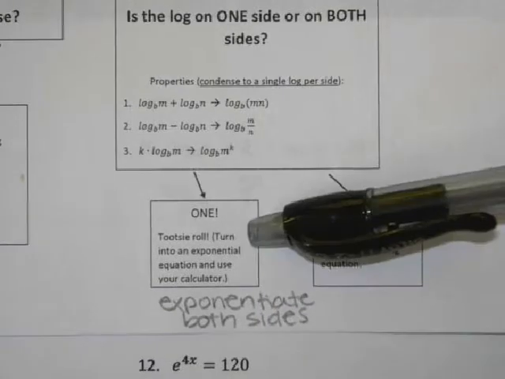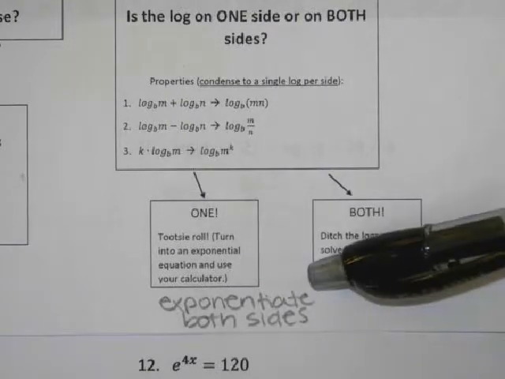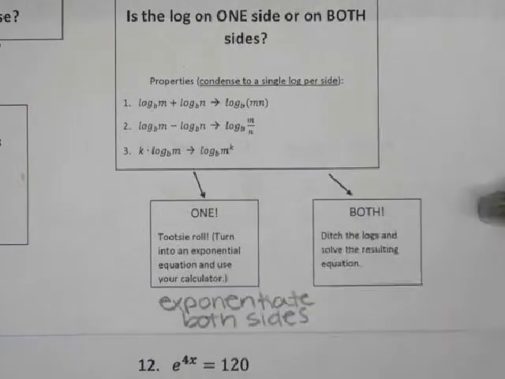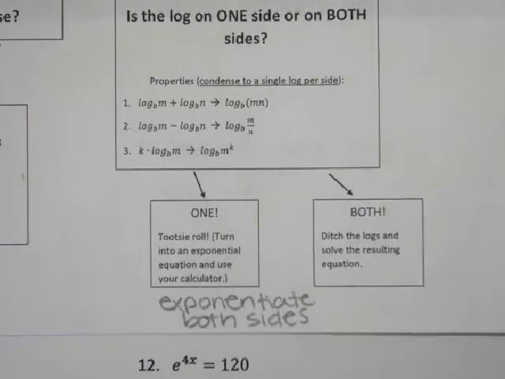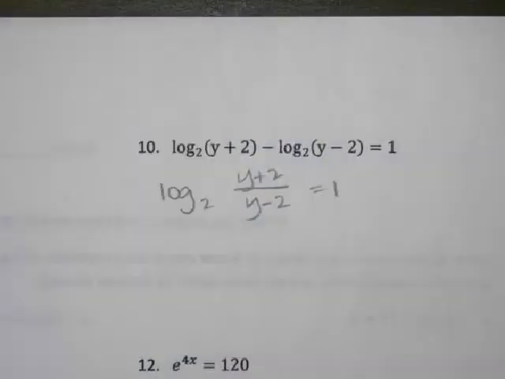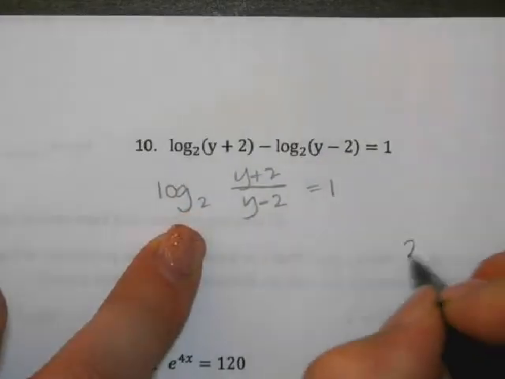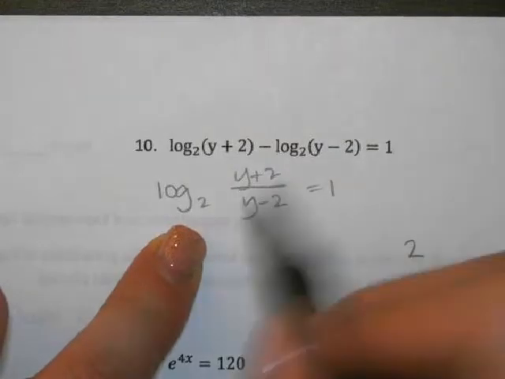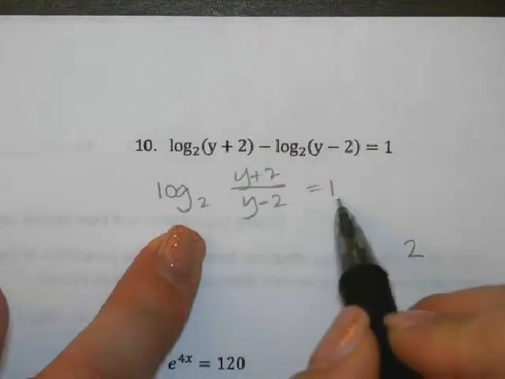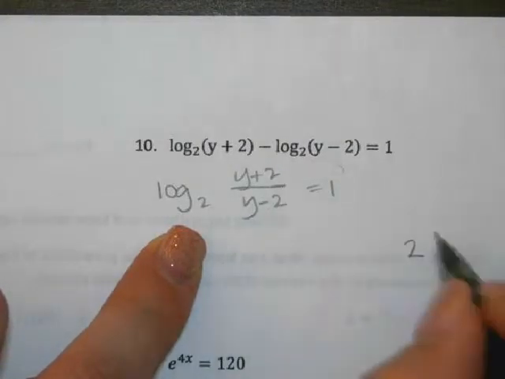So you can Tootsie Roll to turn it into exponential form, or you can exponentiate both sides, okay? Do you guys like Tootsie Rolling, or do you like the idea of doing the inverse on each side to undo the log? Okay, so if we were to Tootsie Roll, we would say let's start with the base of 2, and we would do 2 to the first equals the fraction, right?